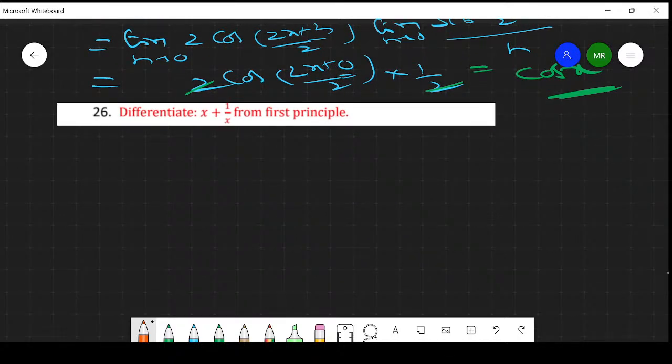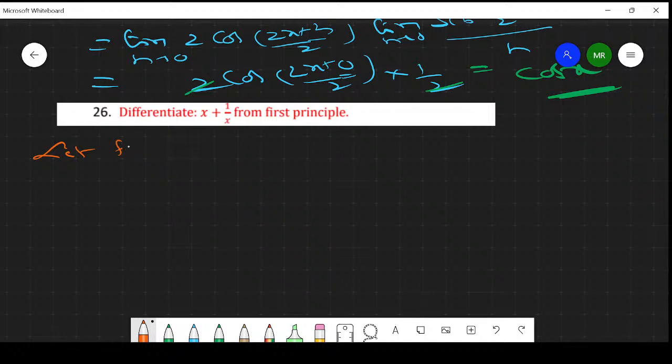Question number 26, they may ask this one, though very rarely. See, in question number 26: differentiate x plus 1 by x from first principle. When they are asking this one, you can write, let f of x is equal to x plus 1 by x.